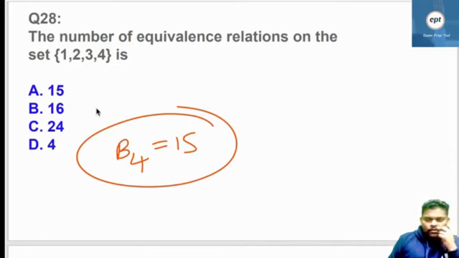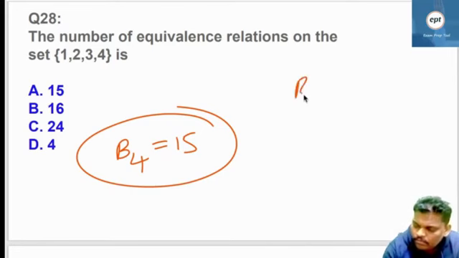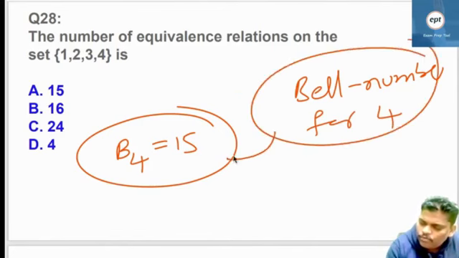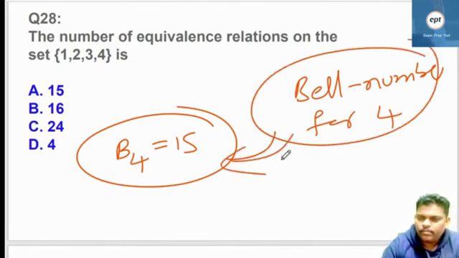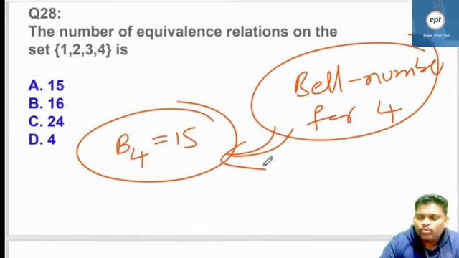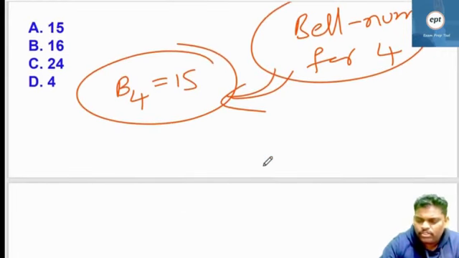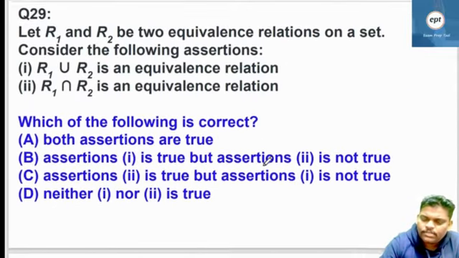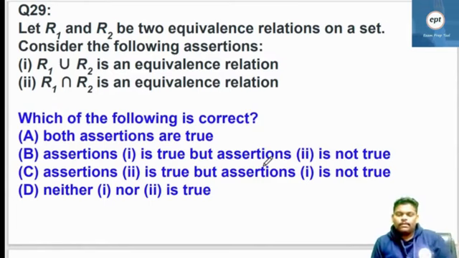Just Google it and you will get how to find the Bell number for n. B4, how to calculate Bell number 4, which is 15. You try first. If not, tomorrow I will give it. Let's go to the next. Can you say what is the answer of this? So what is the answer?